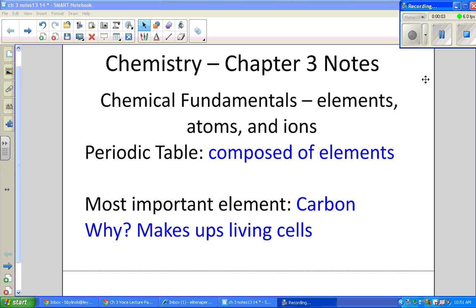Okay, we are in Chapter 3 of Chemistry, and it involves chemical fundamentals such as elements, atoms, and ions. We will begin with the periodic table, which is composed of elements, which you might remember from physical science. Everybody should be in possession of a periodic table, and you can see that each of those little squares represents an element and has information about those elements. The most important element is carbon, and you learned about this in biology. Carbon makes up living cells, so that's vital for life.